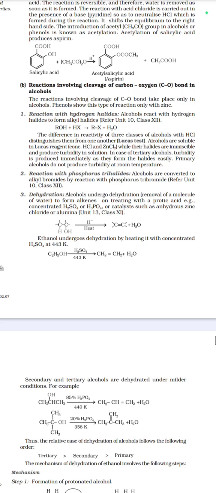Reaction involving cleavage of the carbon-oxygen bond in alcohol. The reaction involving cleavage of the carbon-oxygen bond takes place only in alcohol. Phenol shows this type of reaction only with zinc. Reaction with a hydrogen halide. Alcohol reacts with a hydrogen halide to form alkyl halide. Refer to Unit 10, Class 12. ROH plus HX gives RX plus H2O. The difference in the reactivity of the three classes of alcohol with HCl distinguishes them.